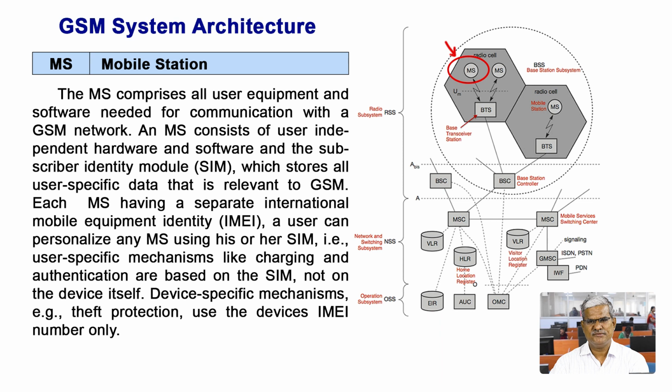The next one is mobile station, that is MS. The MS comprises all user equipment and software needed for communication with a GSM network. A mobile station consists of user independent hardware and software and the subscriber identity module, that is SIM card, which stores all user specific data that is relevant to the GSM network. So the user can personalize any hardware, that is you can purchase any type of hardware like Samsung or Apple or any other third party vendors. Each mobile station, that is MS, has a separate IMEI number, that is International Mobile Equipment Identity. A user can personalize any mobile station using his or her SIM card. That is, user specific mechanisms like charging and authentication are based on the SIM, not on the device itself. Device specific mechanisms, for example theft protection, use the device's IMEI number only.